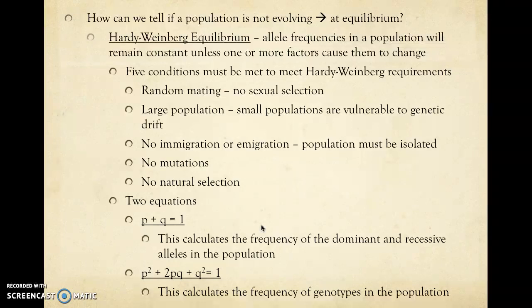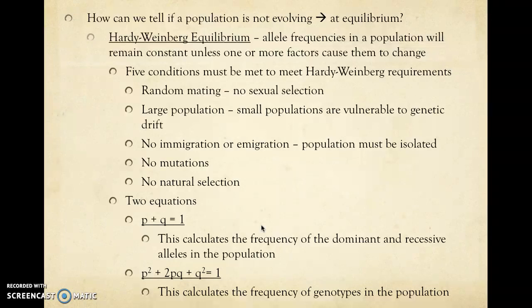Well, two guys actually came up with this idea on their own. Hardy and Weinberg came up with this theory called Hardy-Weinberg equilibrium. And it says that allele frequencies in a population will remain constant unless one or more factors cause them to change. Now, there are 5 conditions a population has to meet in order to be in Hardy-Weinberg equilibrium.